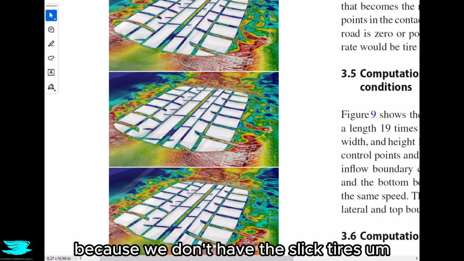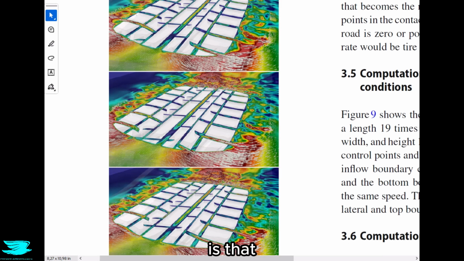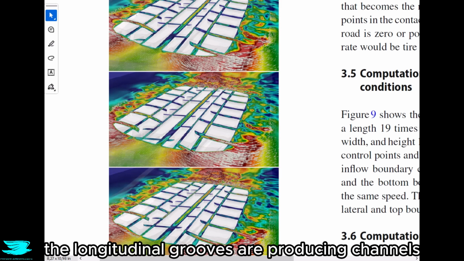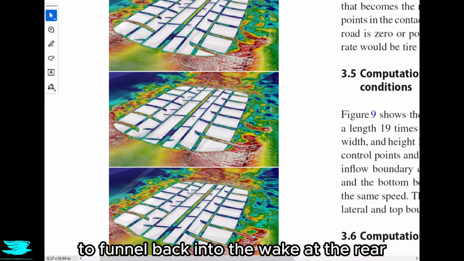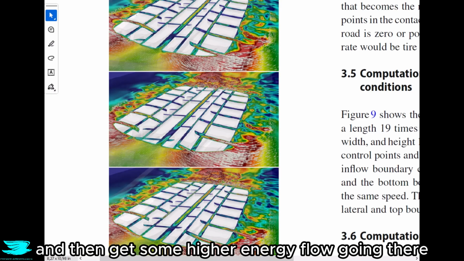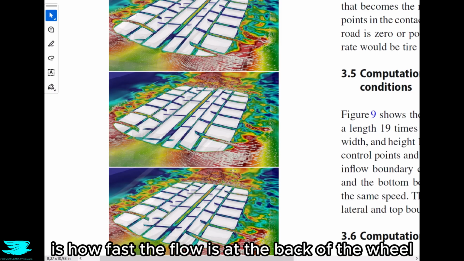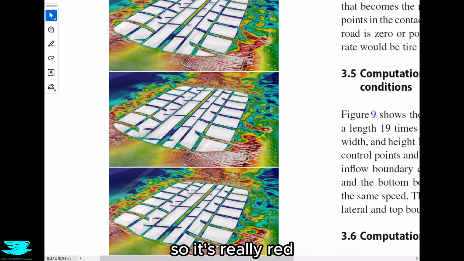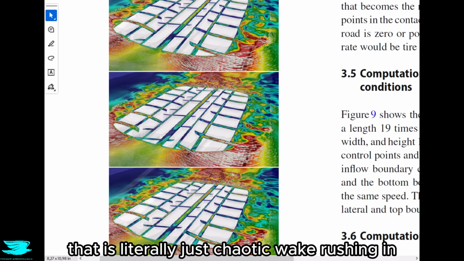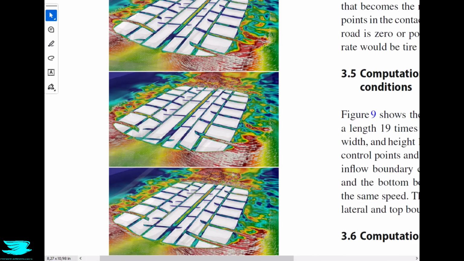One thing we can't quite tell here, because we don't have the slick tires, but it's still pretty clear, I guess, is that the longitudinal grooves are producing channels for the flow at the front to funnel back into the wake at the rear, and then get some higher energy flow going there. But more surprising to me is how fast the flow is at the back of the wheel. It's really red. That is literally just chaotic wake rushing in, and it has a lot of energy still.